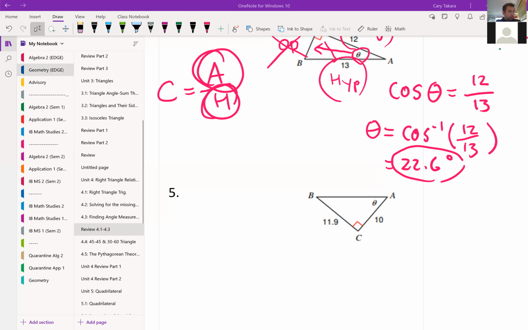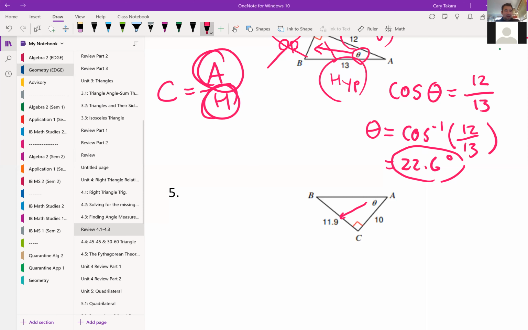So, Luvia, I'm going to put you on the spot if you don't mind. What function are we going to use? Sine, cosine, or tangent? What would you say? Yeah, very good, Luvia. I hope I'm saying your name correctly. So it's tangent, isn't it? Very good.